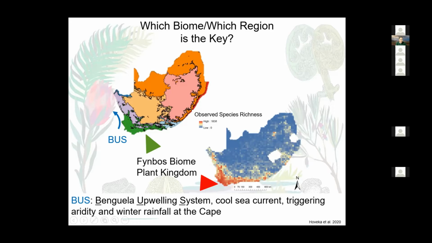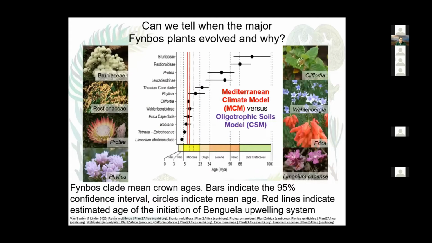So here you can see the observed species richness, and also here remarkable is the fynbos biome. There are other centers of diversity here, for example, in Pondoland or in parts of KwaZulu-Natal, but the fynbos biome is by far the most pronounced of those diversity centers.